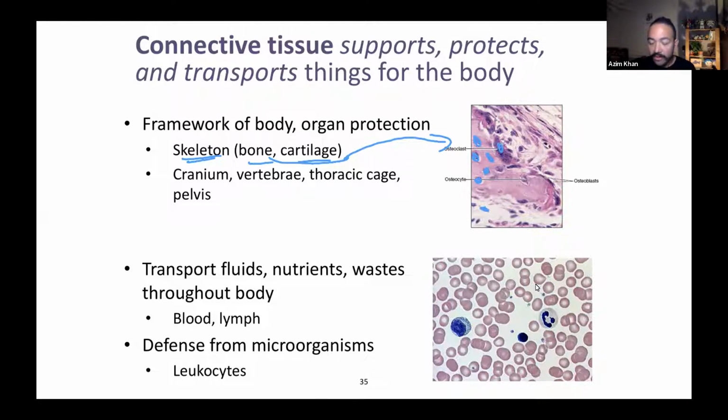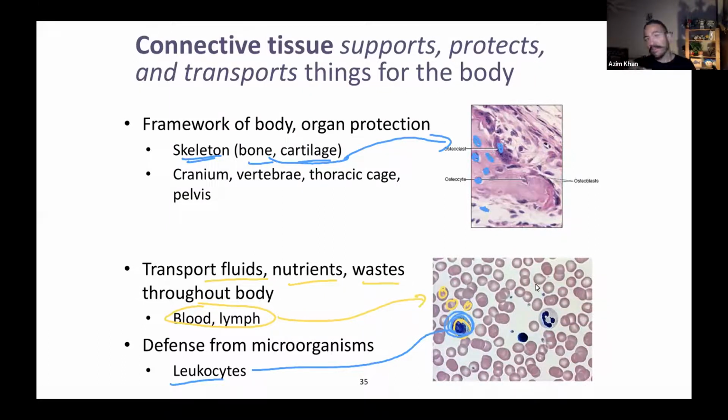Blood and lymph. If you're not sure what lymph is quite yet, we'll learn how it's a special type of interstitial fluid. But blood and lymph help transport fluids, nutrients, and waste throughout your entire body. Shown here is blood. You can see how blood cells are all separated from each other. In between the blood cells, that's where you have plasma. Leukocytes, also found in blood, help defend you from microorganisms.